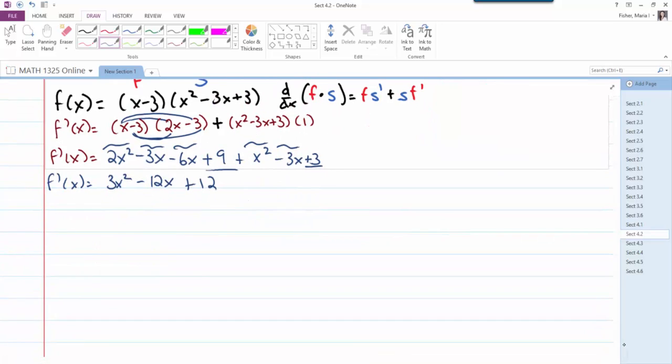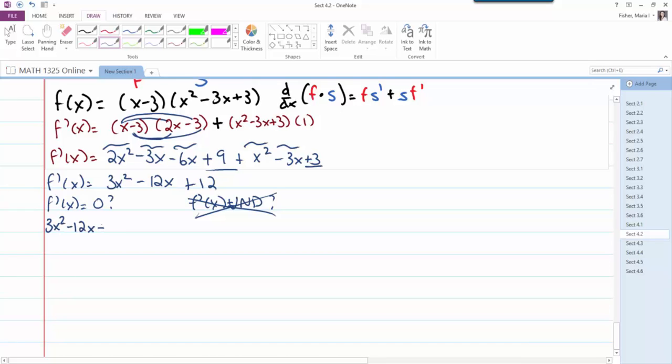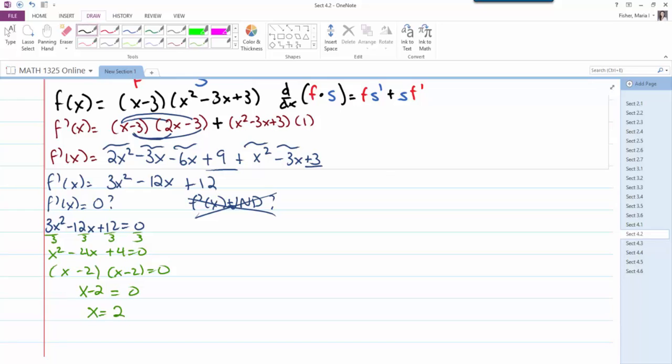So I need to figure out where is this thing equal to 0 and where is it undefined. So is there any place where it's undefined? Well, no, because the first derivative is a polynomial, so there's not going to be anywhere where it's undefined. So I need to set 3x squared minus 12x plus 12 equal to 0 to find my partition numbers. I notice here I can divide all this by 3, and I get x squared minus 4x plus 4 equal to 0. Then this factors as x minus 2 times x minus 2. Since it's the same number, I just need to set it equal to 0 once, and I get x equal 2. That's my only partition number.